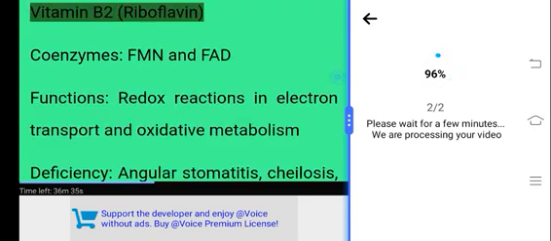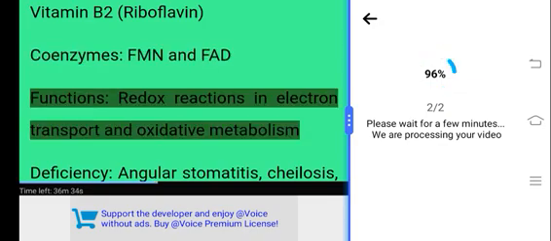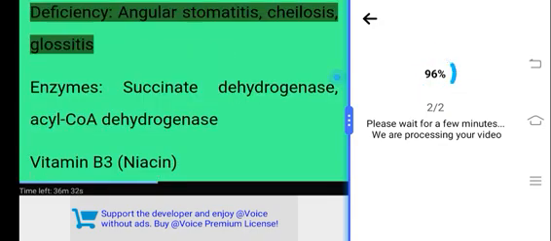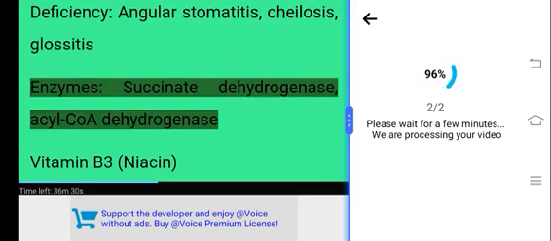Vitamin B2, riboflavin. Coenzymes: FMN and FAD. Functions: redox reactions in electron transport and oxidative metabolism. Deficiency: angular stomatitis, cheilosis, glossitis. Enzymes: succinate dehydrogenase, acyl-CoA dehydrogenase.